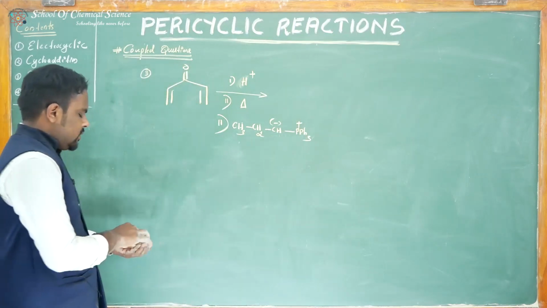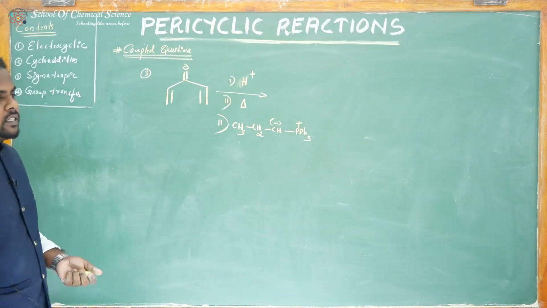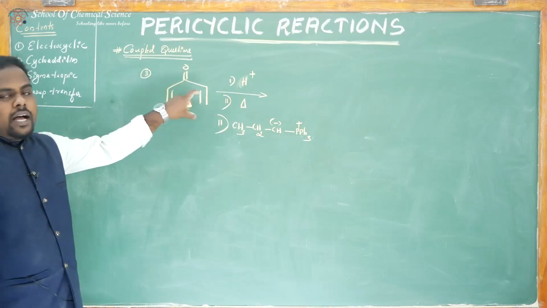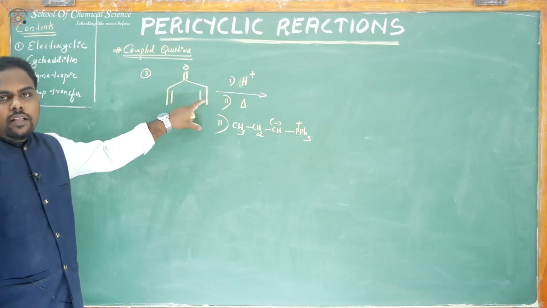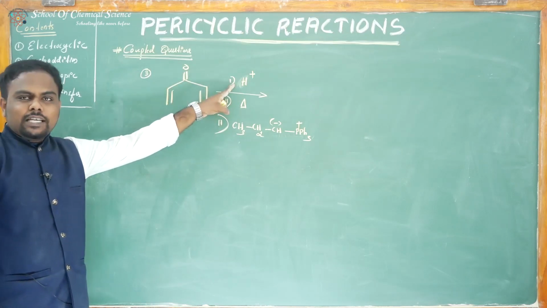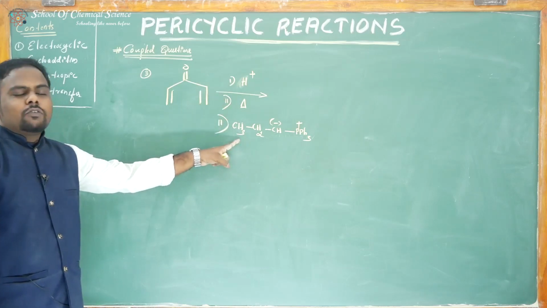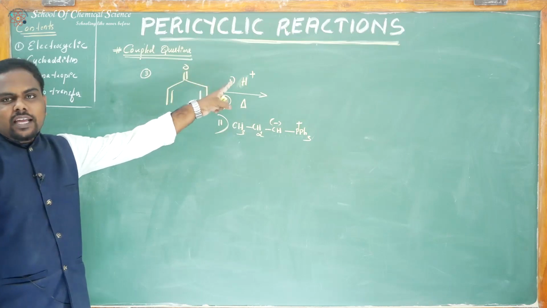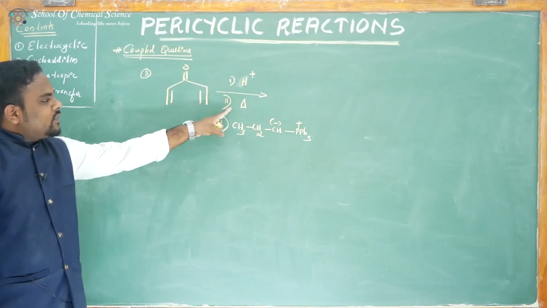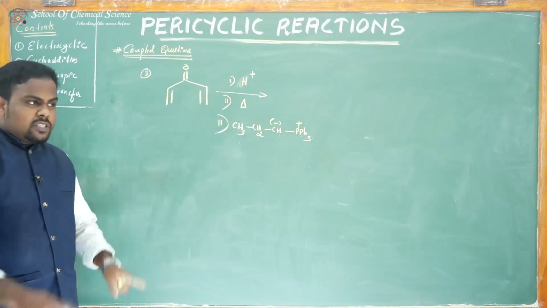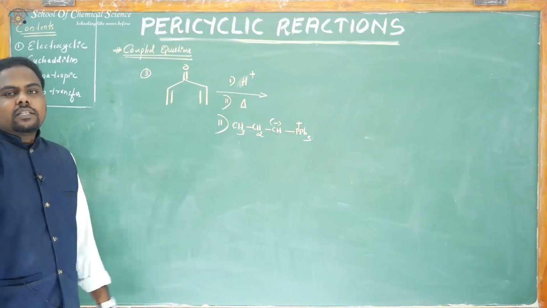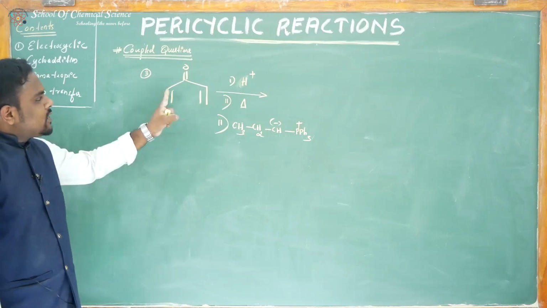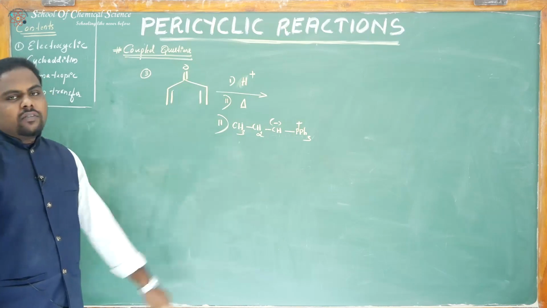What type of reaction? A doubly alpha beta unsaturated carbonyl compound, H plus, thermal condition, phosphonylide. So first Nazarov cyclization, then after that Wittig reaction. This is the type of coupled question that you can expect in the CSIR NET exam.